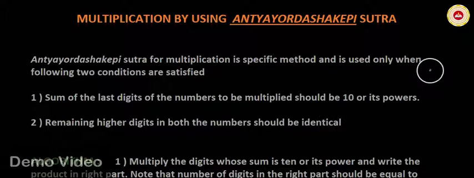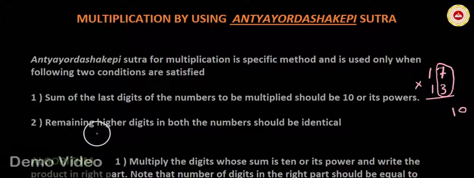For example, see 17 and 13, that means 17 multiplied by 13. First condition: the sum of the last digits of the numbers to be multiplied should be 10 or its powers. See, the sum of the last digits 7 and 3, 7 plus 3 is 10. So the first condition is satisfied here.